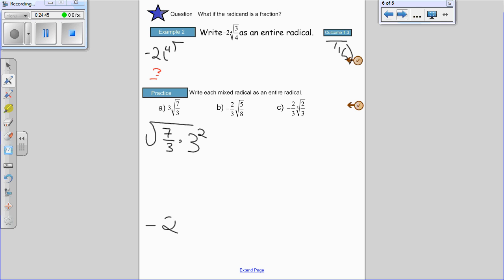The best way to tell, it'll be very clear if it's an index or if it's a coefficient. Like if you look at this question, you can very clearly see that 4 is way smaller than the other numbers. It'll be clear which one, if it's an index, it'll be way small. It won't be just a little bit small. 7 over 3 times 3 squared. So we're going to do the square root of 7 over 3 times 9.